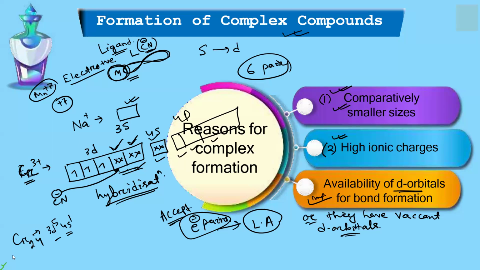They are due to their smaller size, due to their high ionic charge density. This is their higher charge density. Okay.